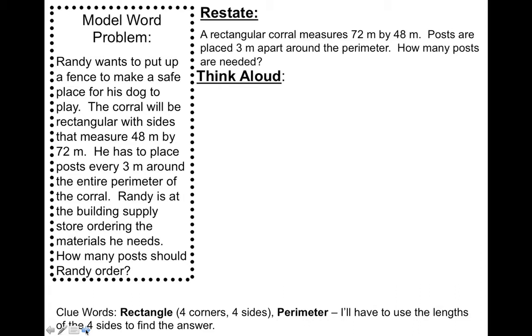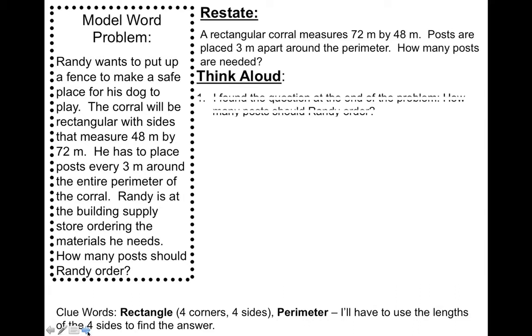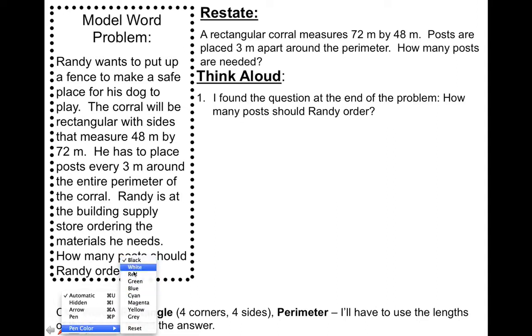I'm going to think aloud about this problem. So I found the question at the end of the problem. I'm going to double underline that because that's what we always do with preview the problem. How many posts should Randy order?